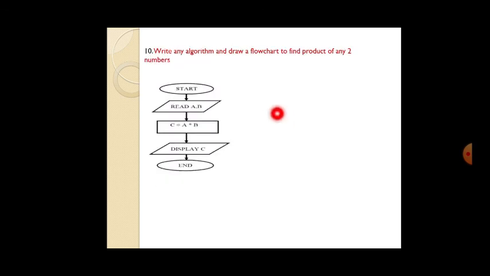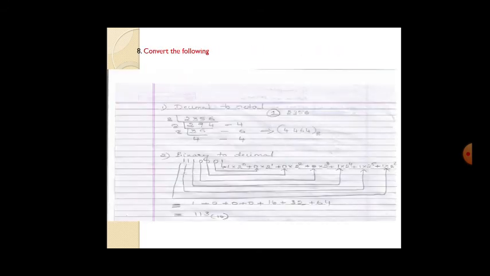Then write an algorithm and draw a flowchart to find the product of any two numbers. I have given the flowchart. For homework, you're going to write the algorithm for this particular flowchart to find the product of any two numbers. Convert the following, I have done for you. The first examples I have done. You can just see, and I want everyone to complete the other examples given in the question number 8.